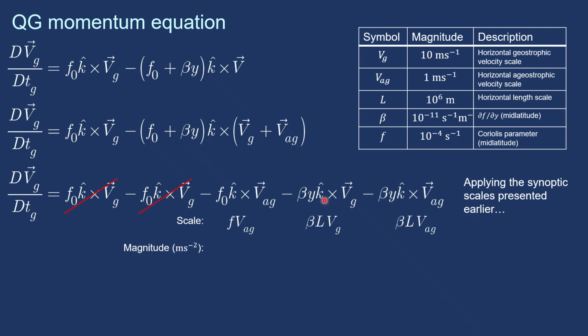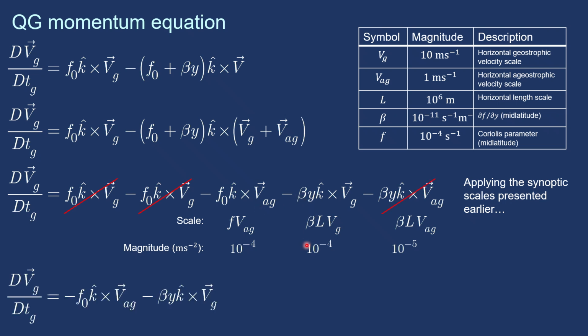F is 10 to the minus 4, so 10 to the minus 4 times 1 is 10 to the minus 4. And here we have beta times L times Vg. Beta is 10 to the minus 11 times 10 to the 6th times 10 gives us an overall magnitude of 10 to the minus 4. And for the final term, beta, 10 to the minus 11, times L, 10 to the 6th, times Vag, 1, gives us an overall magnitude of 10 to the minus 5. So of the three remaining terms on the right-hand side, the third term is an order of magnitude smaller than the other two, suggesting that we can neglect it.